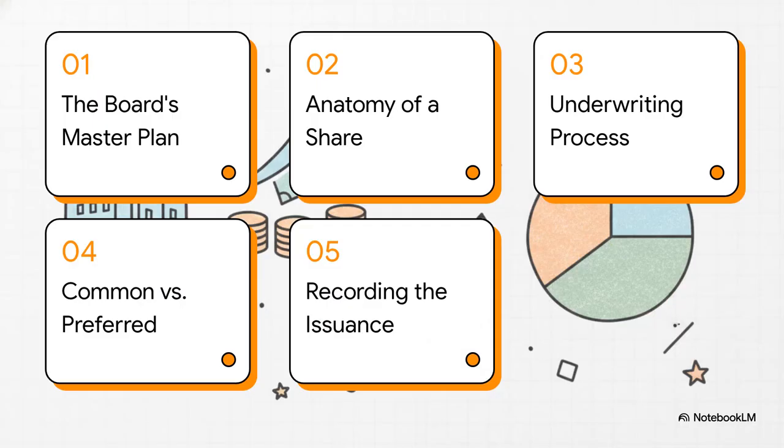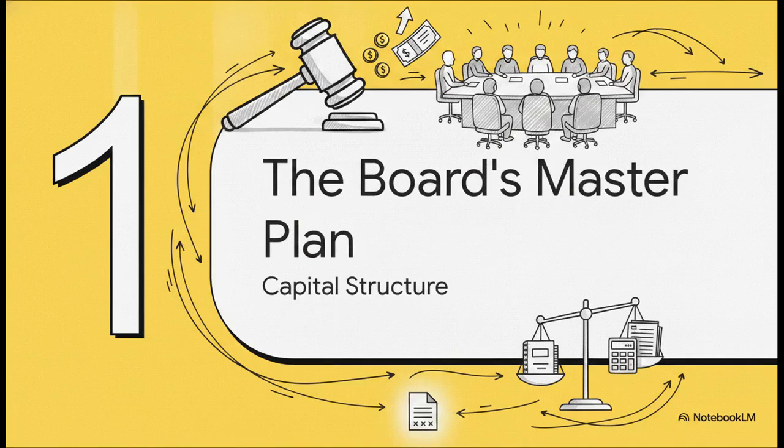So, here's our game plan for today. We'll be looking at the board's master plan, the anatomy of a share, the underwriting process, common versus preferred stock, and finally, recording the issuance. All right, Section 1, the board's master plan.